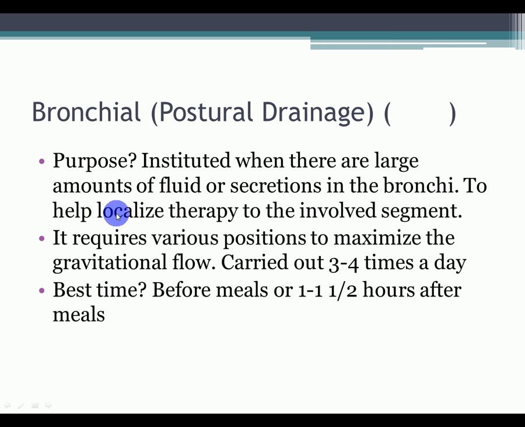What it does is help localize therapy to the involved segment. It requires various positions to maximize the gravitational flow. It's carried out 3 to 4 times a day. And when's the best time, would you think, to do postural drainage? Well, it's before meals or 1 to 1.5 hours after meals. And why is that? Well, if you think about it, you're getting all these secretions up, so it decreases the potential for them aspirating and vomiting.